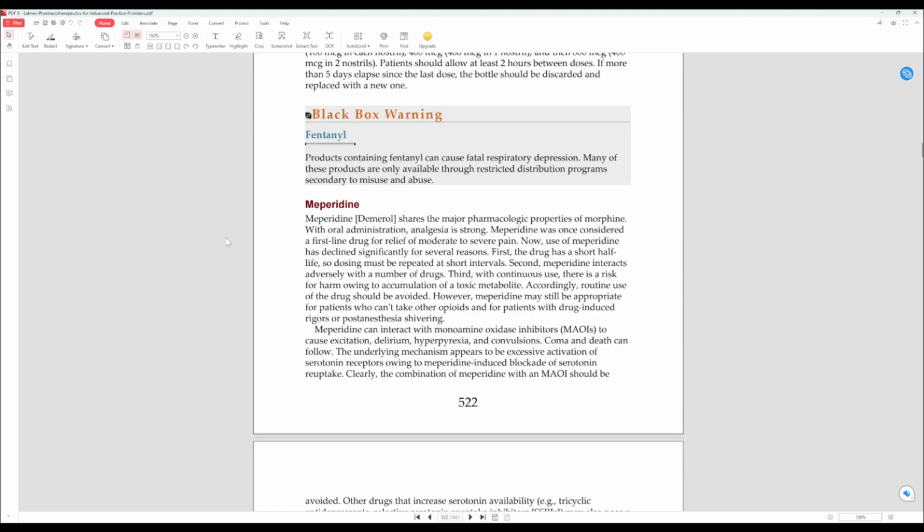Products containing fentanyl can cause fatal respiratory depression. Many of these products are only available through a restricted distribution program, secondary to the misuse and abuse.